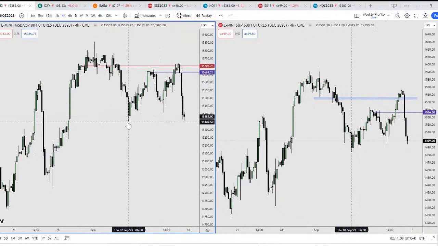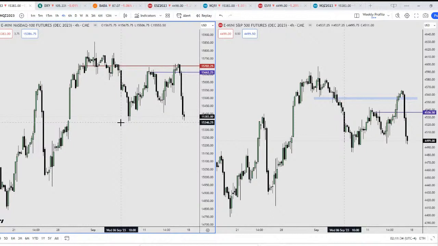And then we have relative equal lows down here for NQ, and relative equal lows down here for ES. So I think that would be the next objective moving forward into next week, and I think that would be the objective for the first 2 days of the week, which would be Monday and Tuesday.